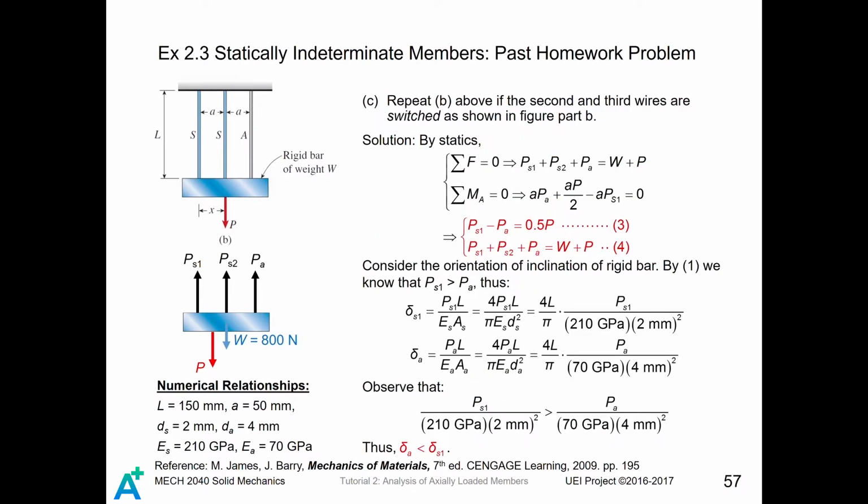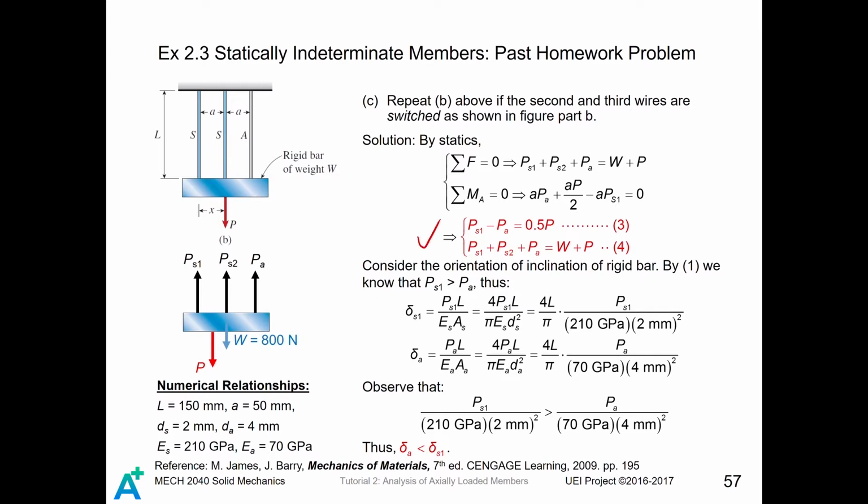Now we change our problem a little bit, such that the wires A and S are switched. Now the two steel wires are located next to each other, while A is located on the right-hand side. The system loading is shown like this. We want to find the allowable load P under this system if those two wires are switched. Well, it is rather similar. By using statics, we obtain a system of equations.